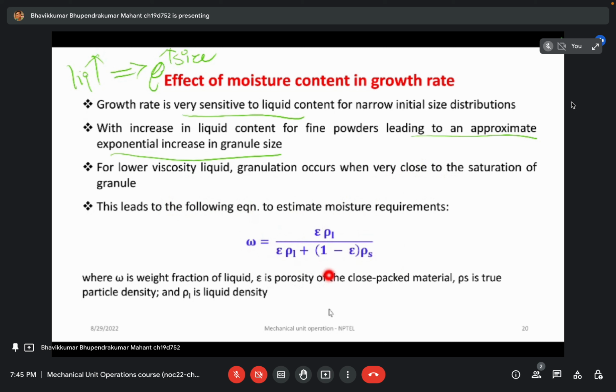Epsilon is the porosity of the bed material, which we generally denote by epsilon. Rho S is the true particle density, the solid particle density. Omega is the weight fraction of liquid, and rho L is the liquid density.